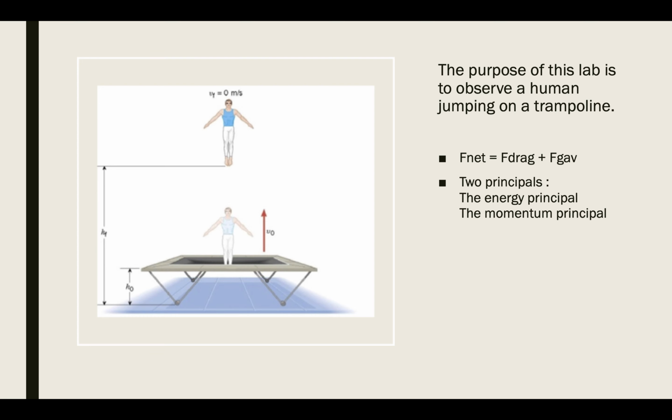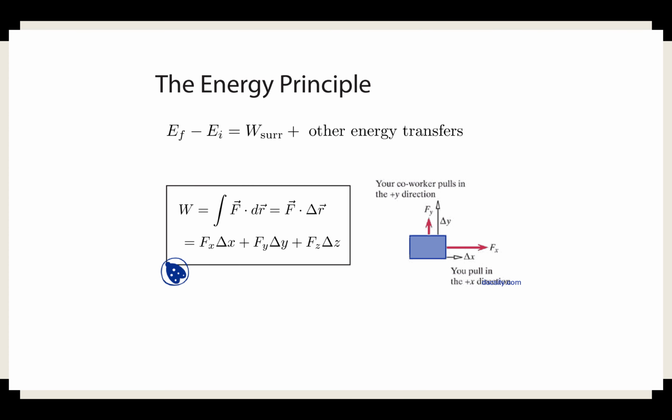The two principles integrated into this lab are the energy principle and the momentum principle. The energy principle states that the change in energy, which is equal to energy final minus energy initial, is given by the work done by the surroundings plus other energy transfers. The work done can be given by taking the integral of the force over a certain distance, which gives you the change in energy. The force can be constant or non-constant when you're taking the integral. You would take it from the initial distance to the final distance.